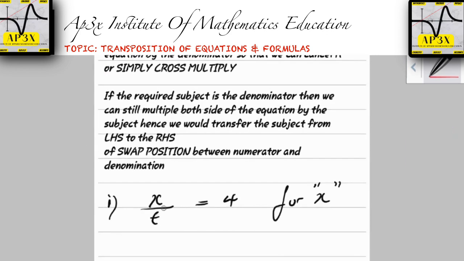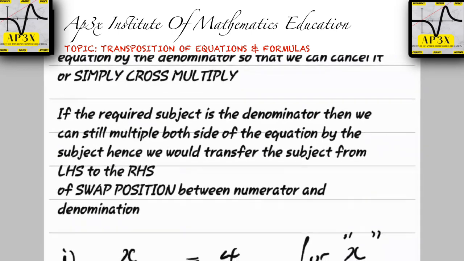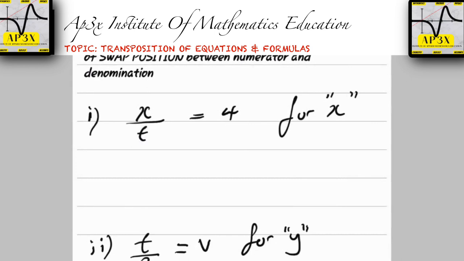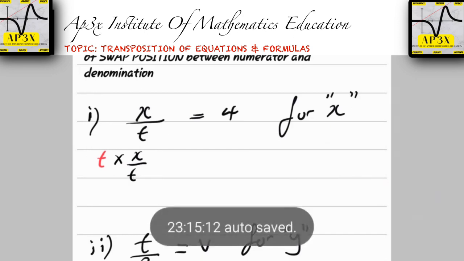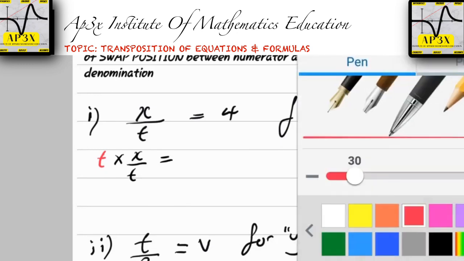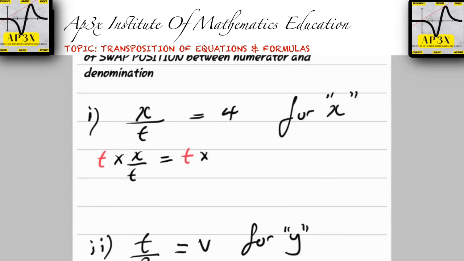So here, I'm looking for x to be the subject and x is connected to a denominator t. So according to part 1 of what we just read, we are going to be multiplying both sides of the equation by that denominator. So we're going to end up with t multiplied by x over t, and that therefore is going to be equal to t multiplied by 4.